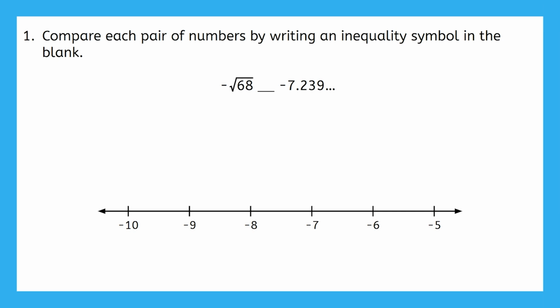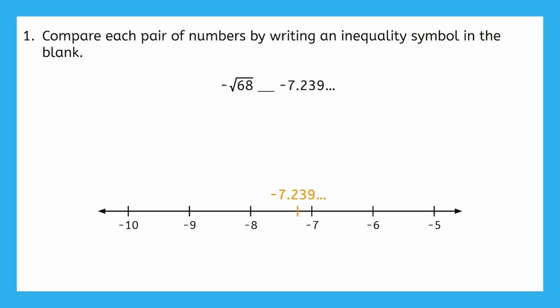For the third pair, both numbers are negative. We can approximate where -7.239... is on the number line. It falls just to the left of -7.2, somewhere around here.